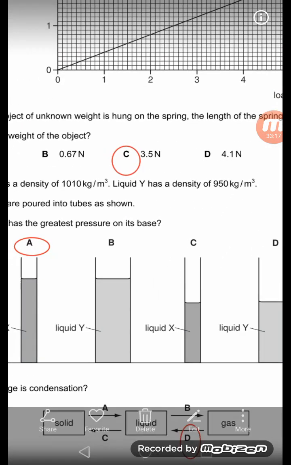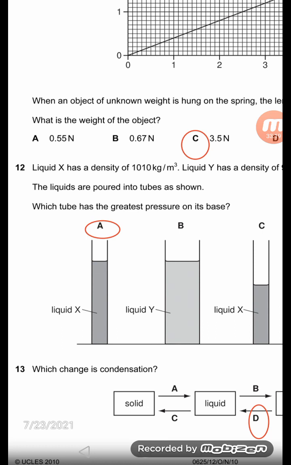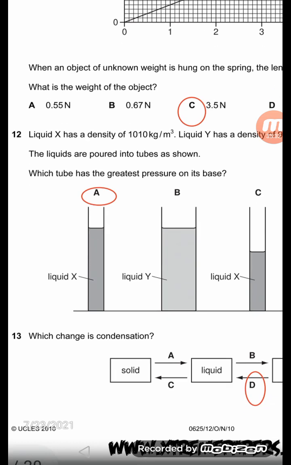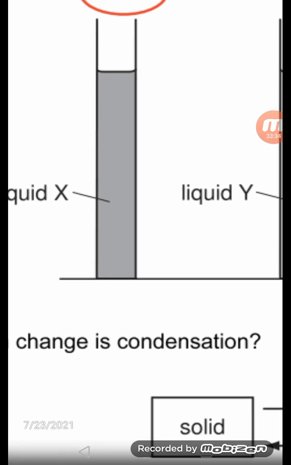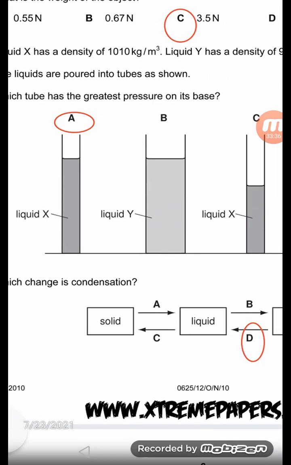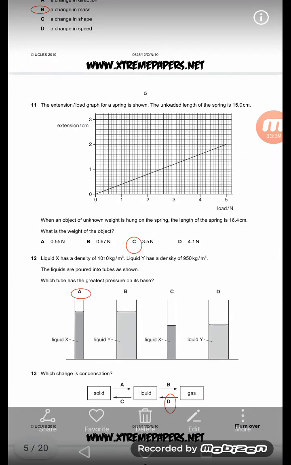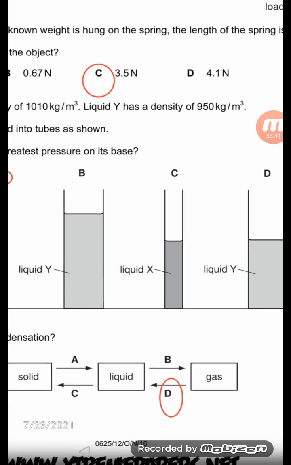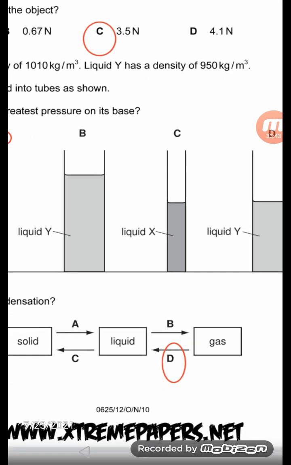This one also I don't want to explain. Which one has the greatest pressure? You know, pressure is equal to what? The formula of pressure is force by area. Which one has less area will have more pressure, right? This is having less area, it will have more pressure. So don't think like this seesaw is having less pressure.